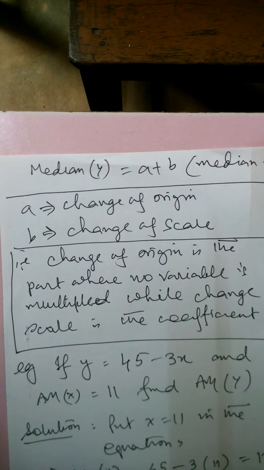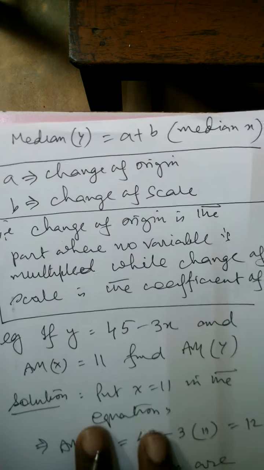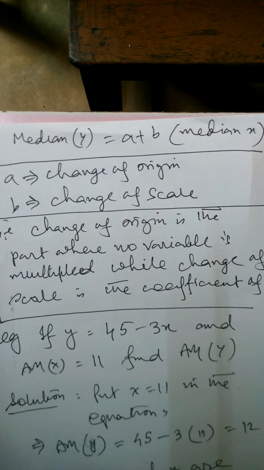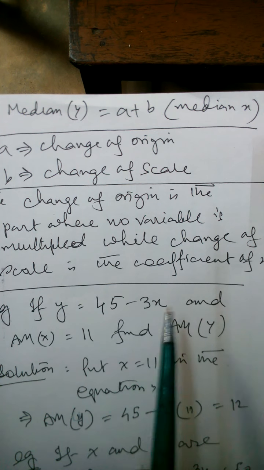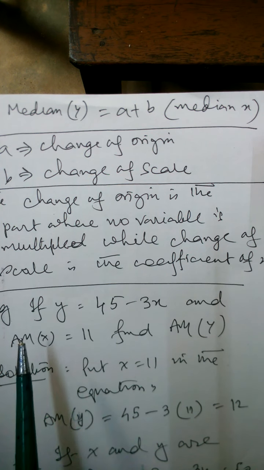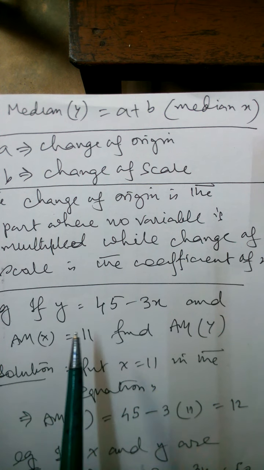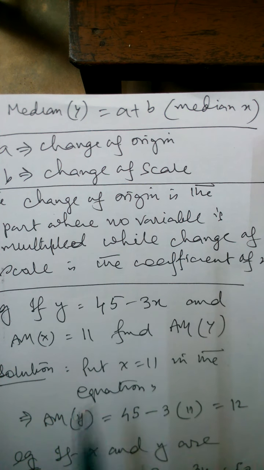Putting the value, getting the answer. Look, the rule I am discussing is: put the value, get the answer. Come to this idea. If y is equal to 45 minus 3x, and given that the arithmetic mean of x is 11, find the arithmetic mean of y. Arithmetic mean of x is 11 and you need to find the arithmetic mean of y. And what is y? Y is 45 minus 3x.